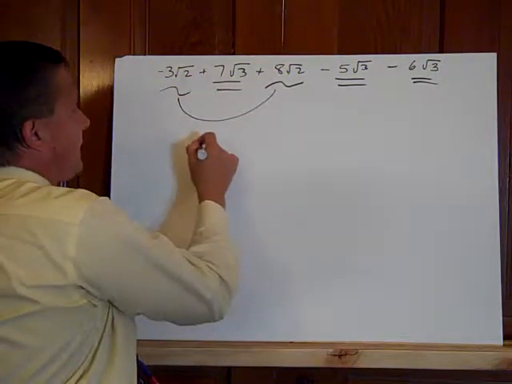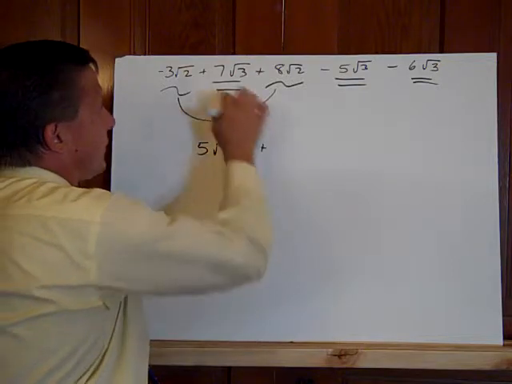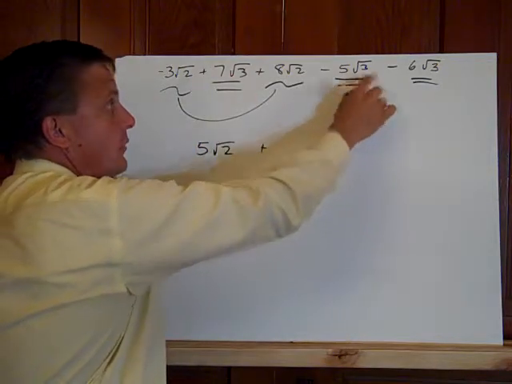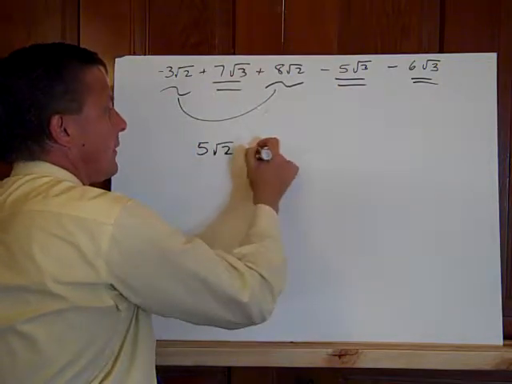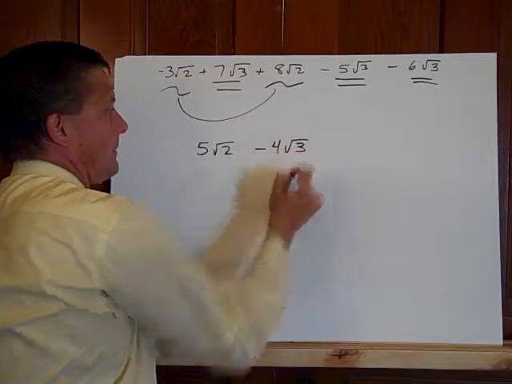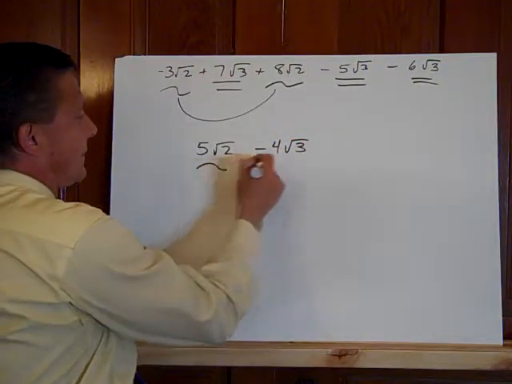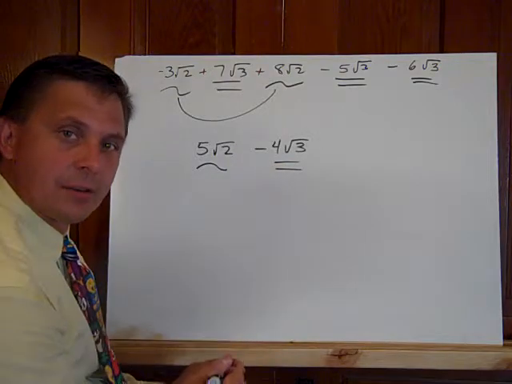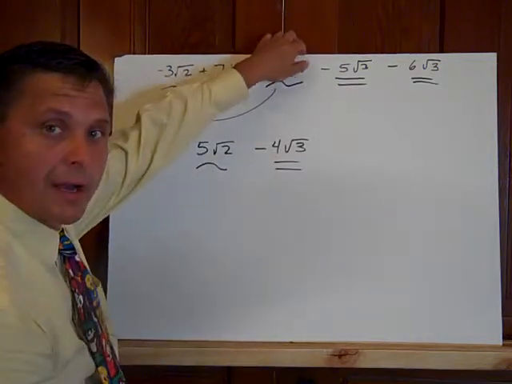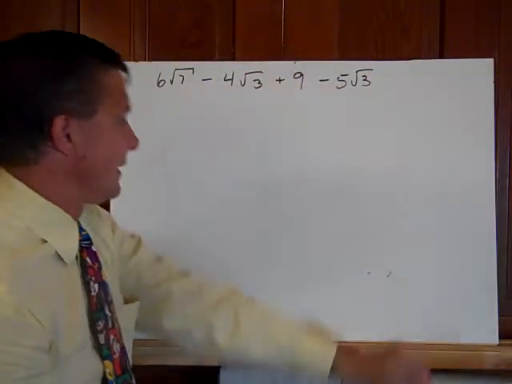Negative 3 plus 8 is 5 square roots of 2. Plus 7 minus 5 is 2. 2 minus 6 is negative 4 square roots of 3. Again, this is the cat, this is the dog. Like terms, just using the coefficients. X's and Y's is all they can be thought of. Last one.